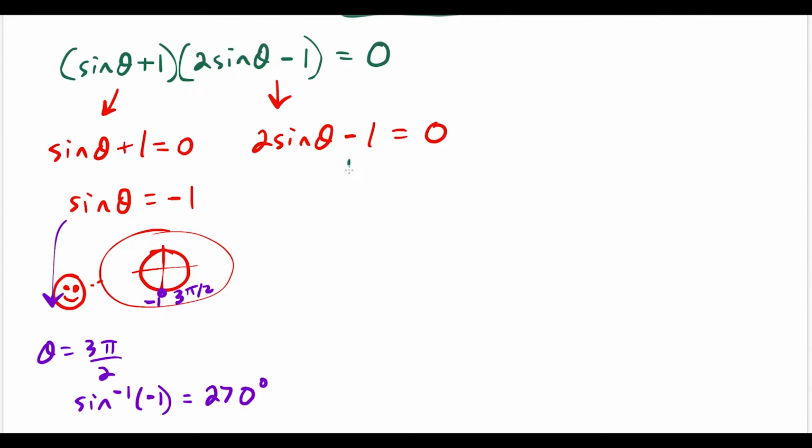Now for the next equation, we have a little bit of algebra to do here. We're just going to add 1 to both sides. So we have 2 sine theta equals 1. And then we just divide both sides by 2. And that's going to give us sine theta is equal to a half.